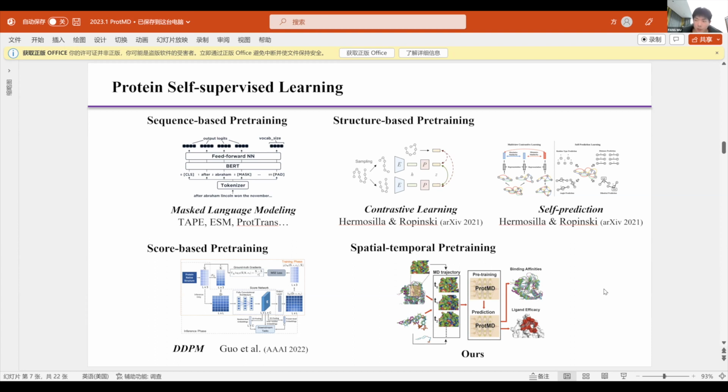And for some score-based pretraining, the idea is borrowed from denoising diffusion probabilistic modeling that is very hot in computer vision, the generation of images, for example giving a caption and generating images, right? And the target network serves as the score network, and you do the pretraining. So in contrast to all the above mentioned mechanisms, our pretraining is a spatial-temporal pretraining.